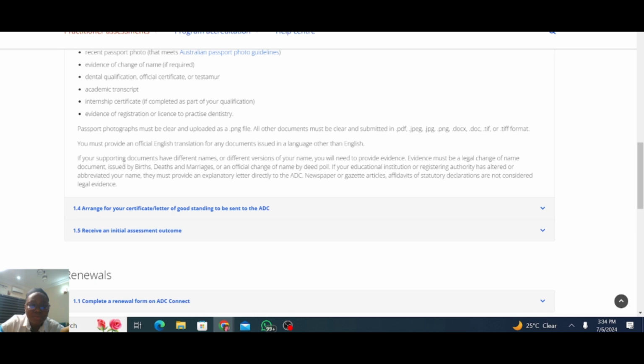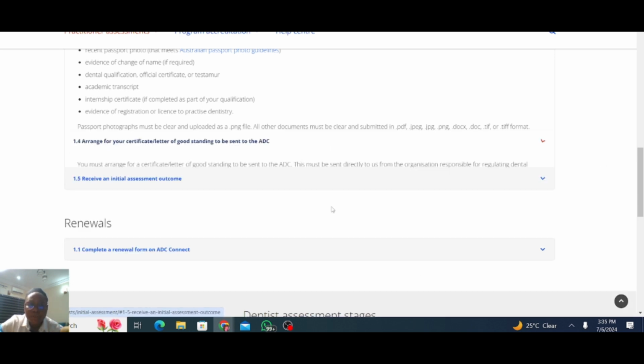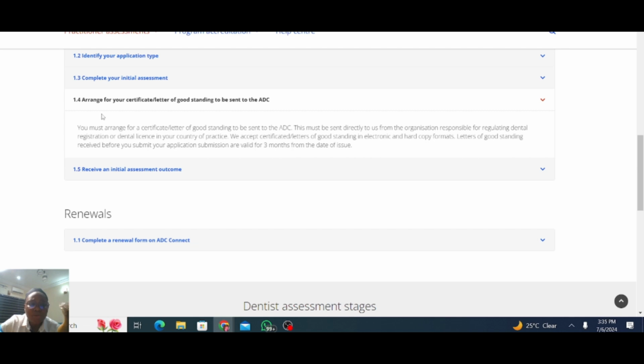Okay, so this is it. You must provide an official English translation. For example, if you're from a country that your qualification was not in English, you have to translate it. If your document is different from the name that you're applying with, let's say you're married, you need to provide evidence of a legal change of name. So that is it. Now, the next one is arrange for certificate or letter of good standing to be sent to the agency. So you arrange for certificate of good standing from your board to be sent to them directly.